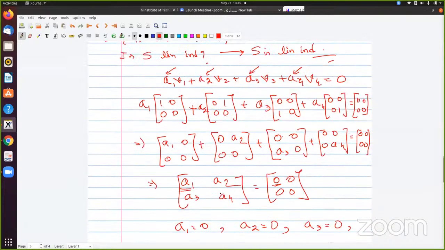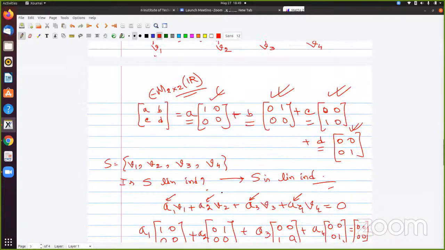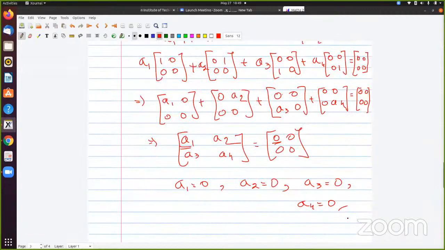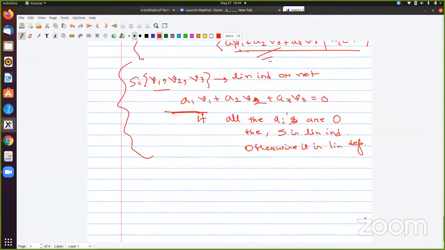So where were we? These vector spaces, and for matrices we have done this thing, right? So suppose I am giving you this set of matrices: 1 0 0 1.